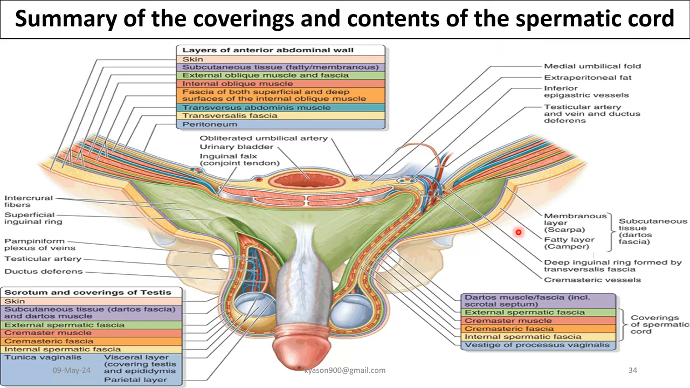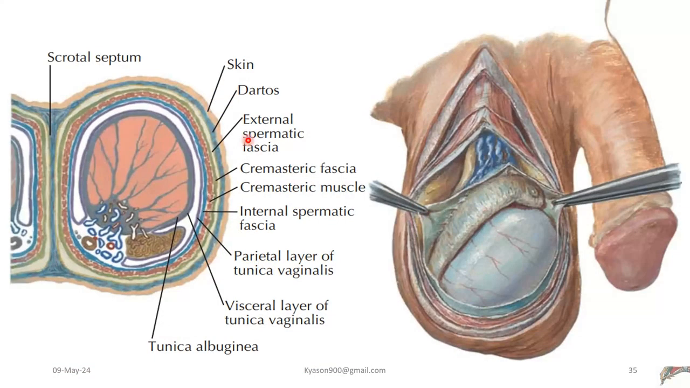Okay, and this picture can summarize that. I don't want to repeat, but you'll go through this. These are the layers of the scrotum, and then up here we have the layers of the spermatic cord. Here you can see again the layers of the scrotum. We have the skin, we have the dartos, we have the external spermatic fascia, the layer of the spermatic cord. It continues to the scrotum.